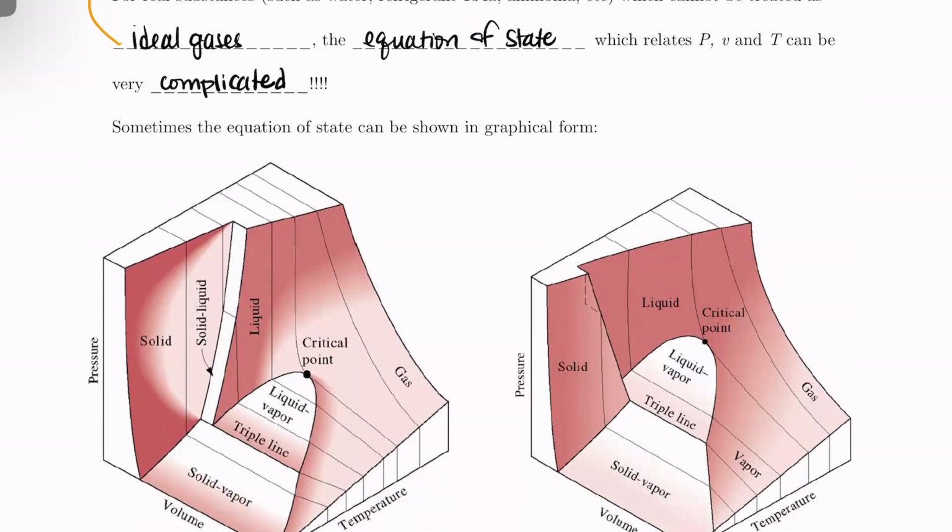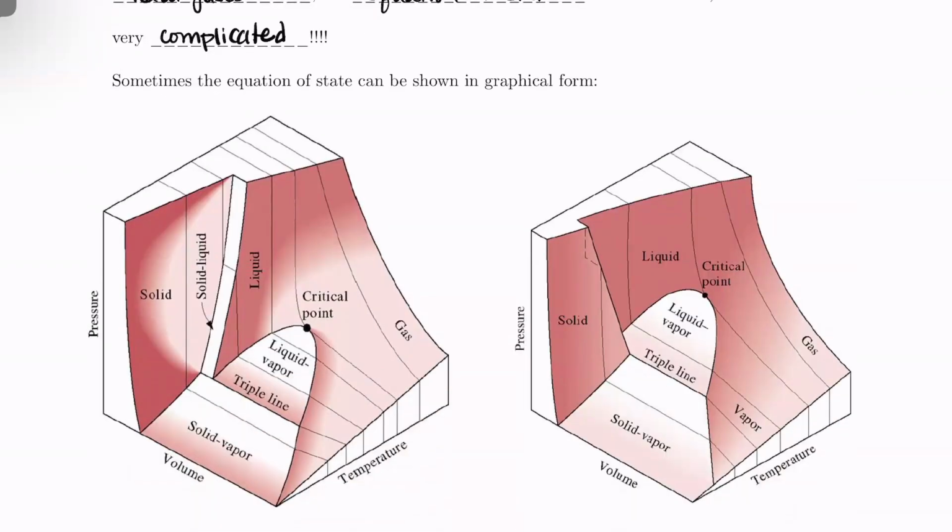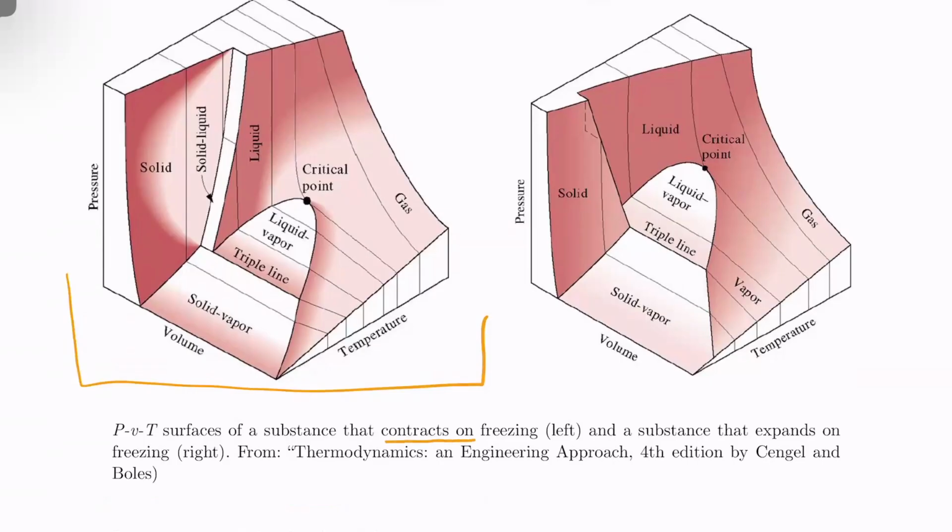So this is a graphical representation of what the equation of state looks like. On this left picture, we have a substance that contracts on freezing. So if it freezes, it occupies a smaller volume. And then on the right-hand side figure, this is a substance that expands upon freezing, so it gets bigger, like water does.